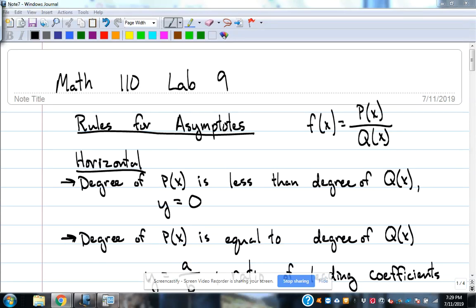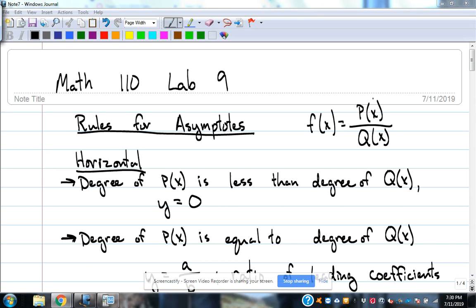And this is lab number 9. Talk about asymptotes, horizontal and oblique asymptotes in particular for rational functions. When dealing with a rational function, you can think about your function as two separate polynomials.